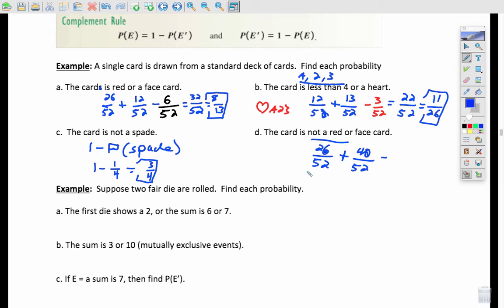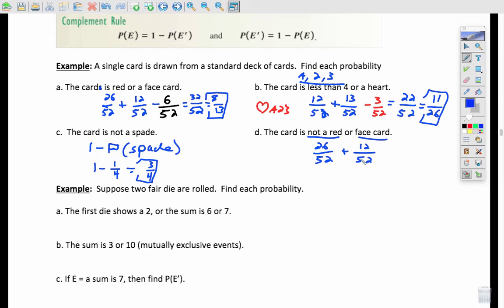Okay, but now I have to take out the cards that are not red and not face cards, and that's going to be 6 of those altogether. I think maybe it's an easier way to look at it this way. Let's redo this and think about the process here. The card is not red or it is a face card. Well, if it's not red, then that's 26 out of 52. And if it is a face card, that's 12 out of 52.